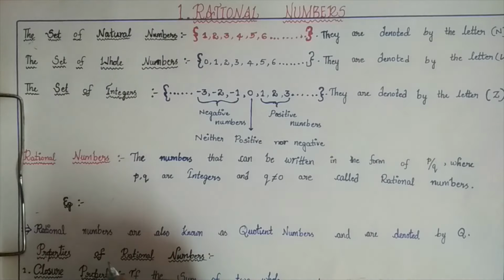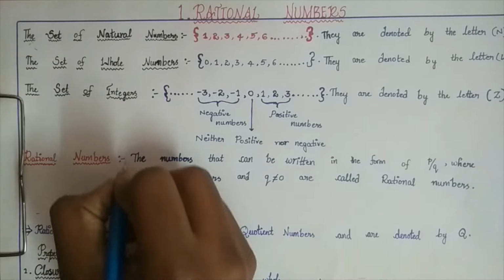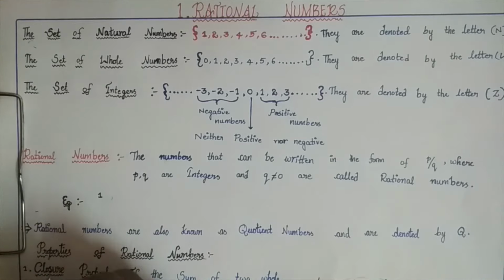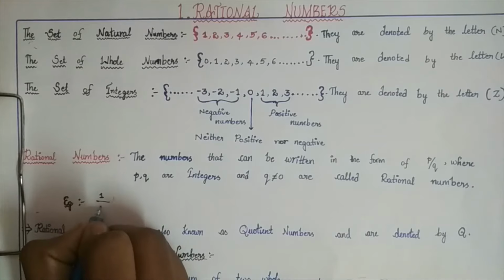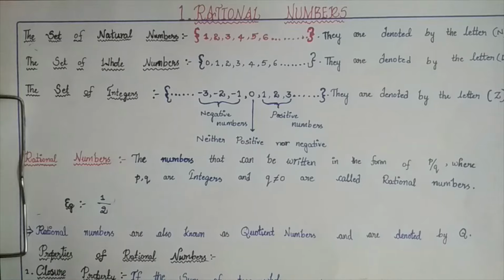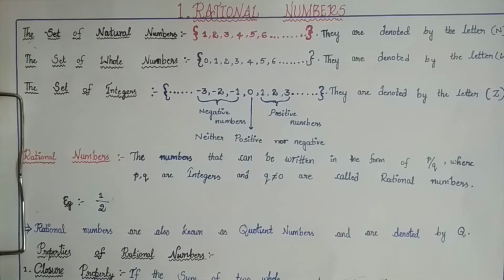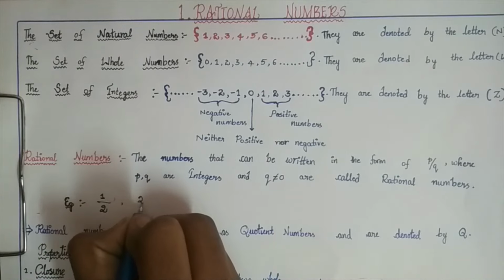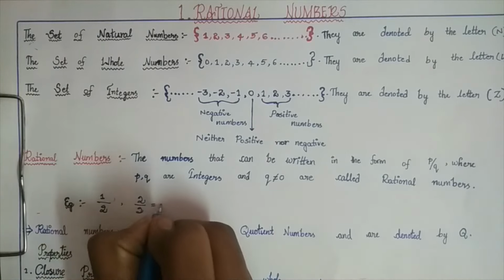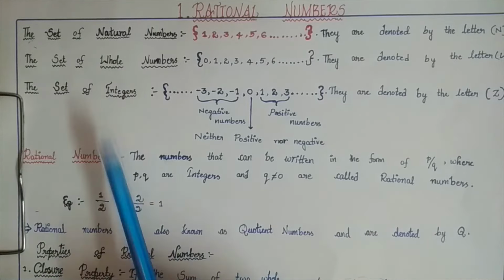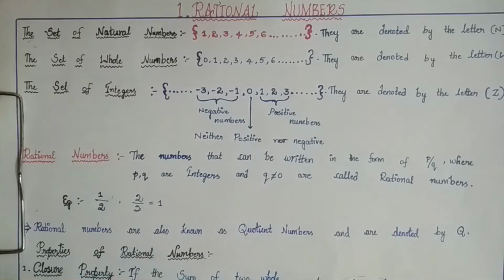So if you take any number in natural numbers, 1, it should be in the p by q form. So 1 by 2 is an example of a rational number. Next, another example. You can take 2 by 2, which is nothing but 1. So by concluding this, natural numbers, whole numbers and integers are also rational numbers.